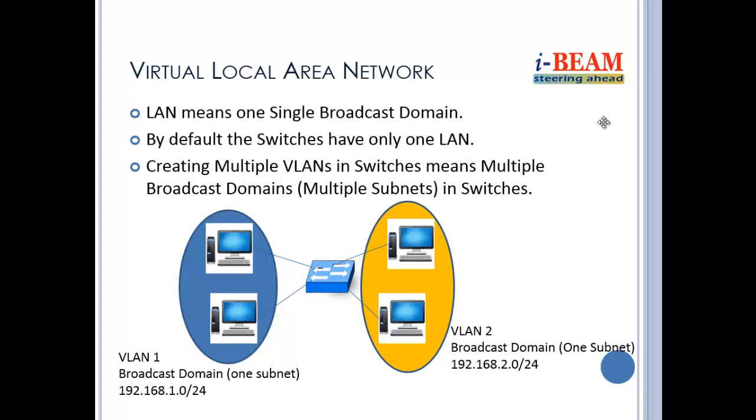In this diagram, the switch is connected with two VLANs, the blue color and the orange color. Blue is VLAN 1, 192.168.1.0, one broadcast domain, one subnet. The orange one is VLAN 2, 192.168.2.0, another separate subnet. So a broadcast packet will be received within a single VLAN only, the same VLAN only. The broadcast packet will not be forwarded to another VLAN.